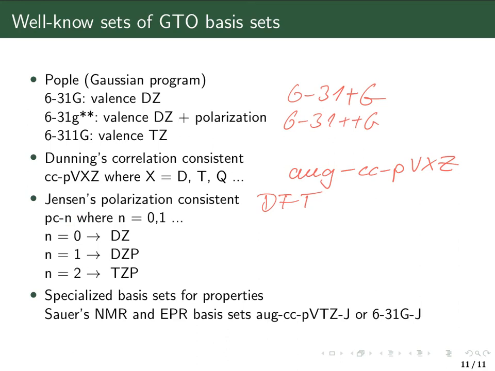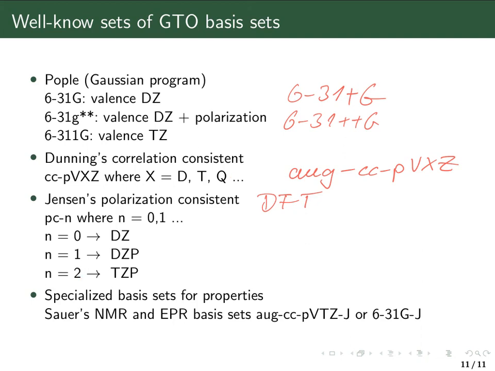He just gave numbers, where n equals 0 is just a normal double zeta basis set without polarization functions. n equals 1 is then a double zeta with polarization functions, and n equals 2 is then a triple zeta with polarization functions. So the numbering of n here is sort of one lagging behind. A polarized double zeta is n equals 1, a triple zeta is n equals 2, and quadruple zeta would be n equals 3.